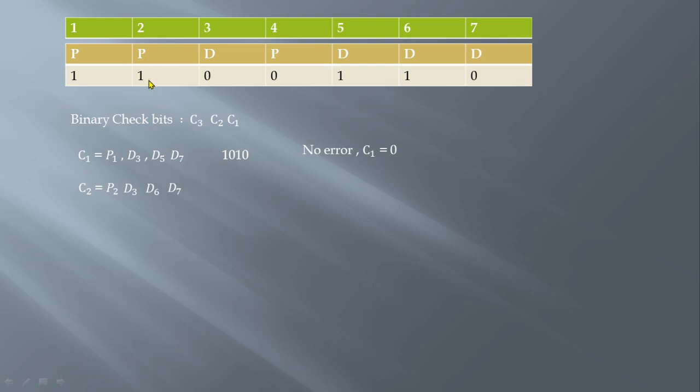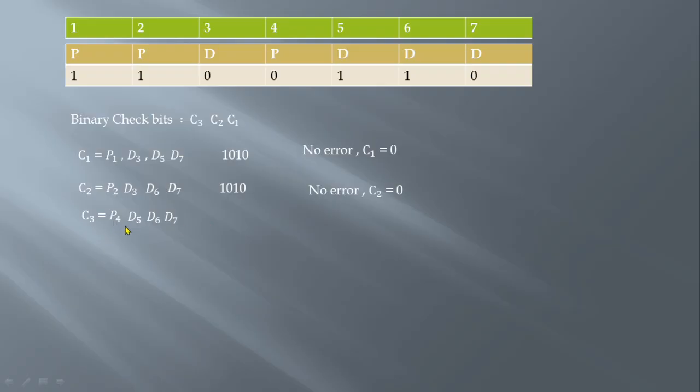Starting from the second parity bit, you have to take 2 bits, leave the next 2 bits, and then consider the next 2 bits. That is P2, D3, D6, D7. Here the bits are 1, 0, 1, 0. An even number of ones are present here, so there is no error in C2.